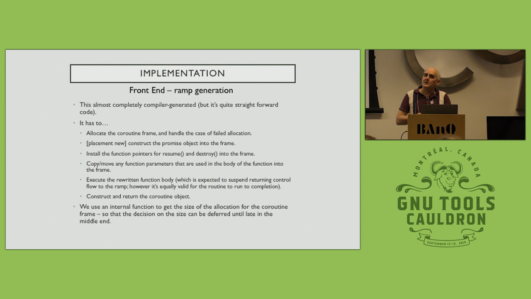The ramp function is pretty much completely compiler-generated code. It allocates the frame. It has to deal with two circumstances: one is where there is a provision for a failure in allocation, and the other is where it just throws an exception. It constructs the promise object in the frame. That's part of what you need to progress through this. If you have function arguments that are used beyond the construction of the promise, they have to be copied into the frame as well, or moved into the frame, depending on the type of argument.